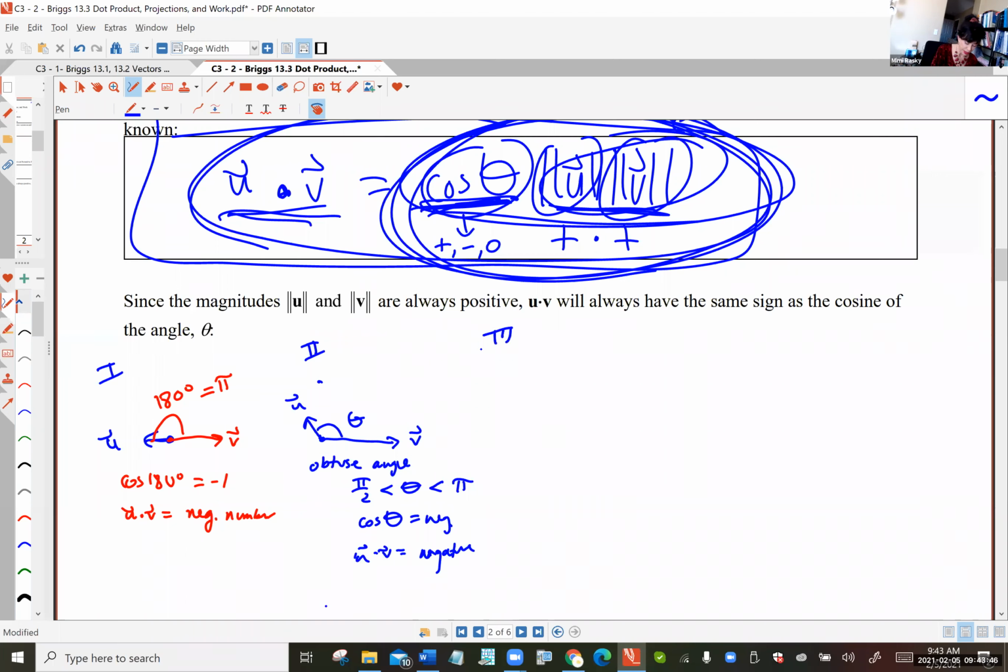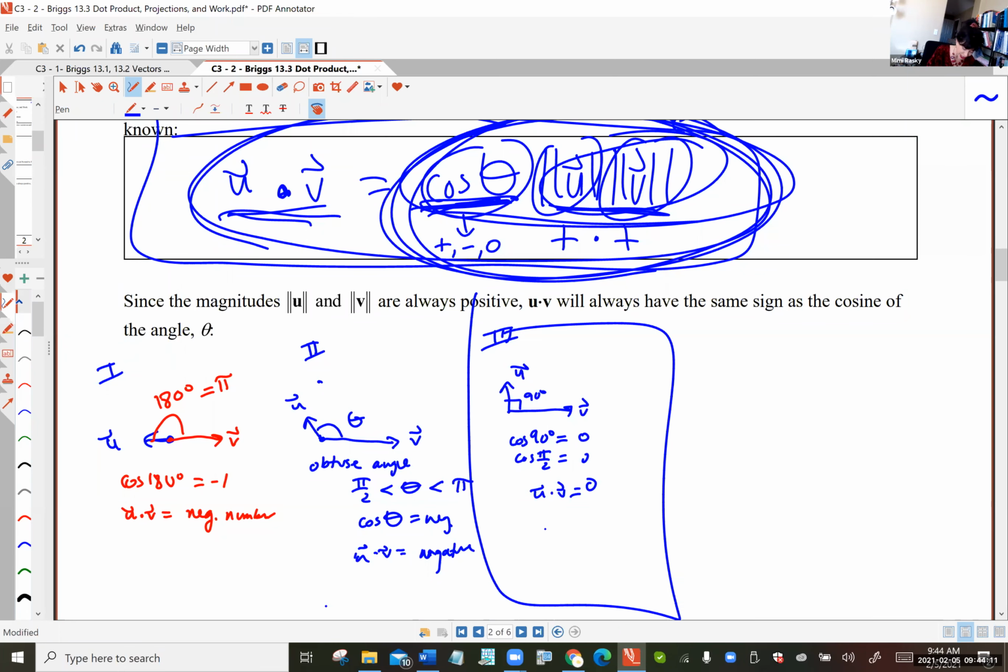Okay, case number 3. What if your u and v are exactly 90 degrees apart? What is cos of 90 degrees, or cos of pi halves? Zero. So what would the dot product be between two vectors whose angle between them is 90 degrees? Also 0. Yes. And this is super key. I put a box around that. In fact, when this happens, the vectors are orthogonal to each other. You've got to learn this new vocabulary word, orthogonal, because you're going to hear it starting today till the day of the final.